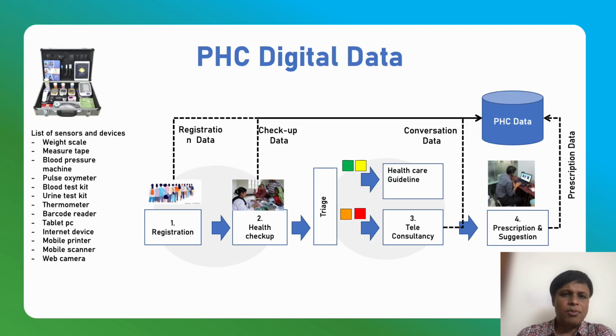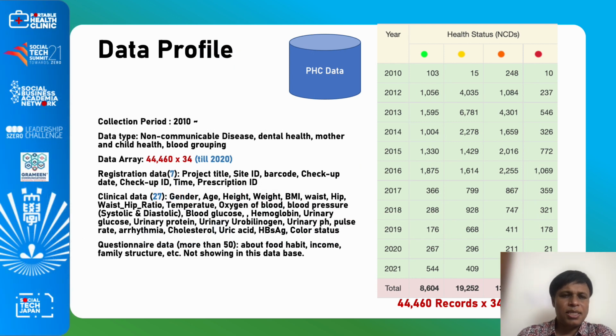Now let me talk about the data that we collect through providing these services. There are 4 types of data in our database: registration data, health checkup data, conversation data, and prescription data. All these 4 kinds of data come into the PHC database. If you look at the database from 2010 to today, we have 44,460 records, and there are 34 different items inside the PHC data. Some data was collected in the beginning, and some measurements were added later. So we have different types of data.